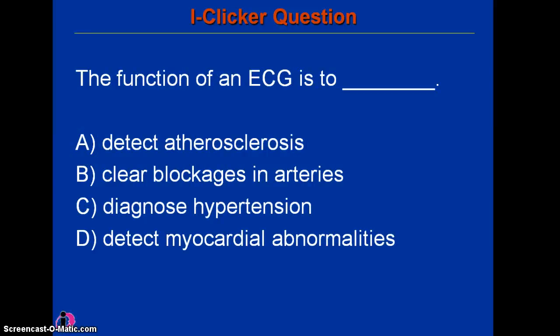The function of an ECG is to detect atherosclerosis, clear blockages in arteries, diagnose hypertension, which is high blood pressure, or detect myocardial abnormalities. The answer is, and this is relating to your case study, D, detect myocardial abnormalities. So it cannot detect a heart murmur.